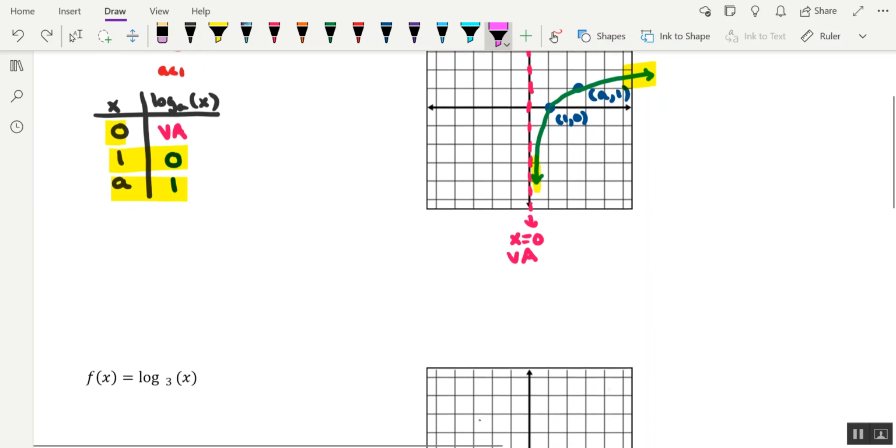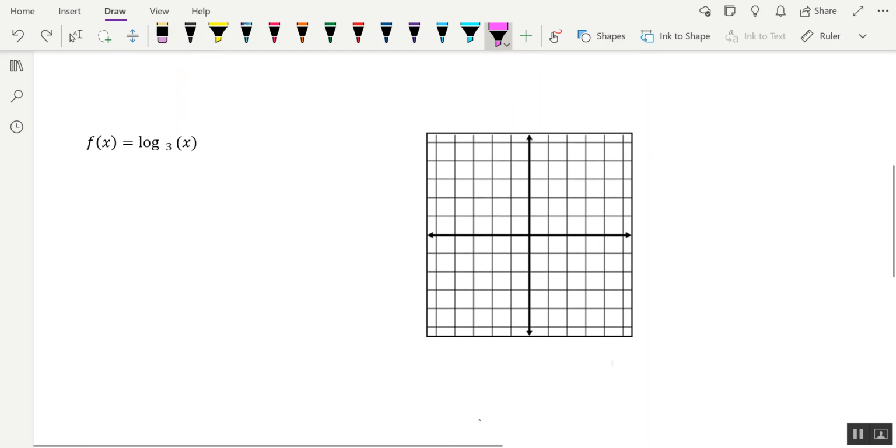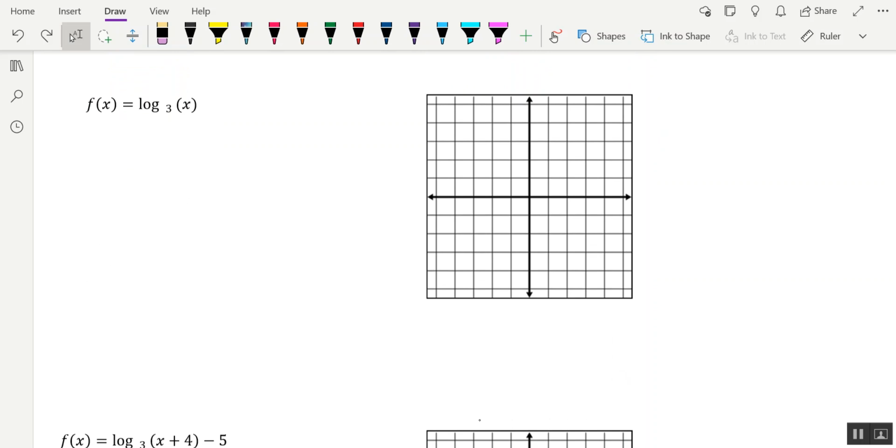All right, so an explicit example of this would be something like f of x equals log base 3 of x. Okay, let's first examine the base. The base is 3, which means that's a base greater than 1. So the shape of the graph prior to transformations will look like that.